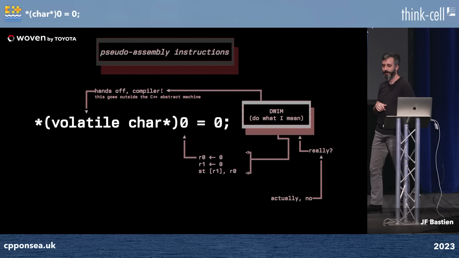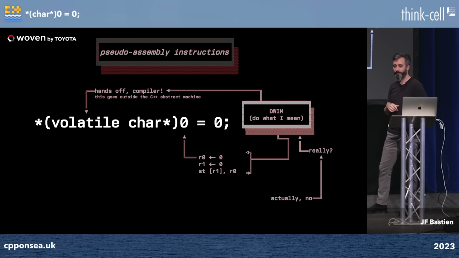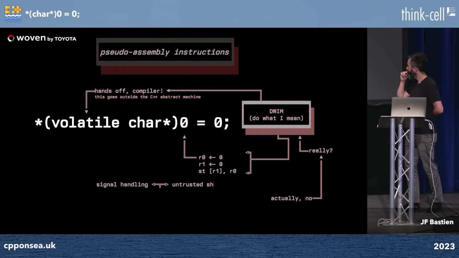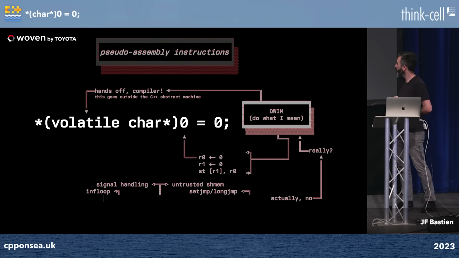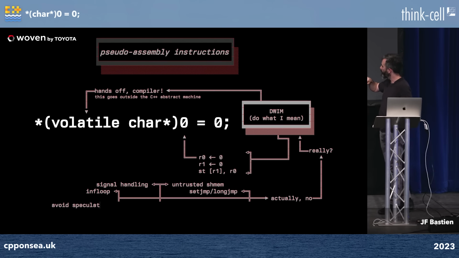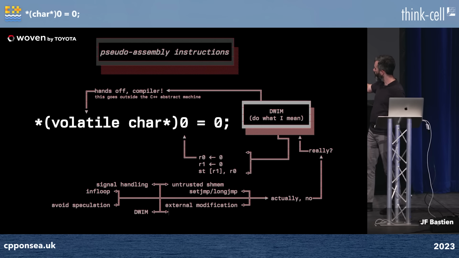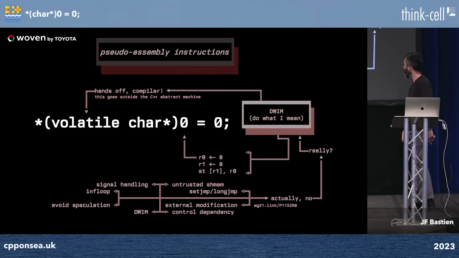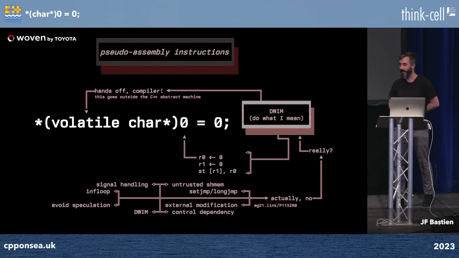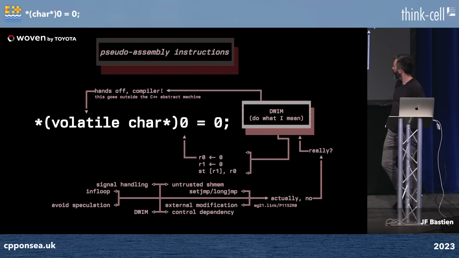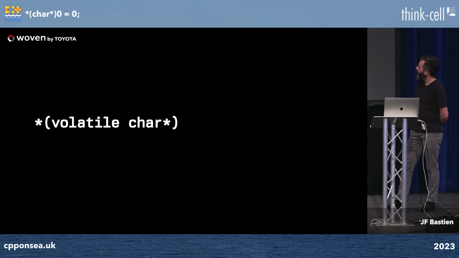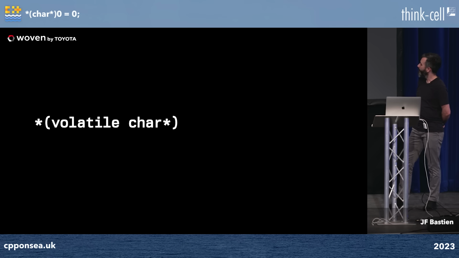Talk to hardware, yeah? External behavior, make no assumptions. Yeah, so I have a list. Signal handling is good for volatile. Untrusted shared memory, infinite loops, setjmp, longjmp, avoiding speculation, external modification, do what I mean. Control dependencies also. I wrote a whole thing about this, you can go read up. But volatile has legit uses, and this is kind of one of them, right? External stuff is happening.